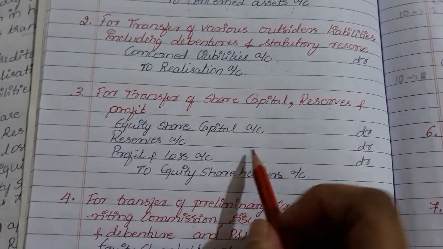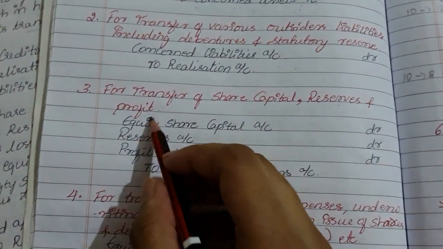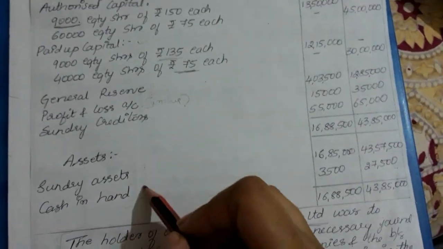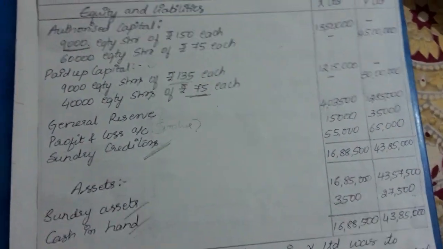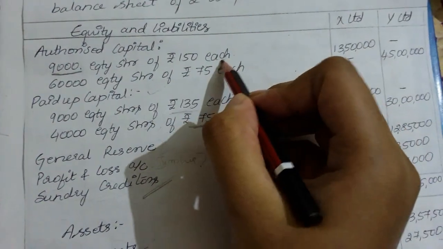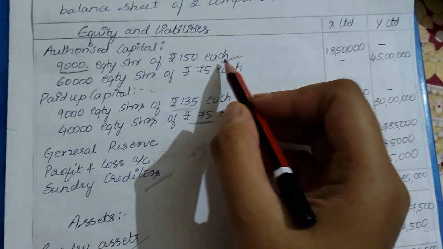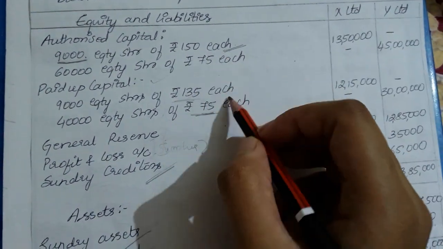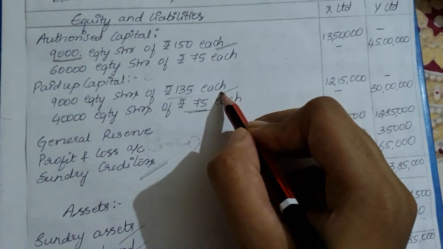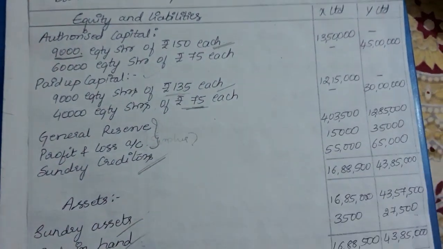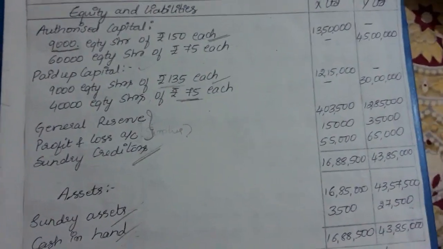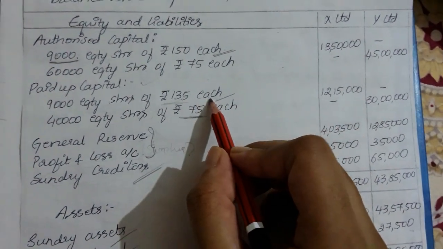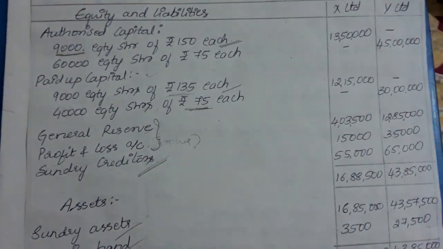Next, what is the third entry? We need to transfer the share capital, reserves and profit. According to this balance sheet, assets have been transferred, and sundry creditors, the outsider liabilities, have been transferred. Next we go with equity shares, not preferential shares. Here we take the paid up equity shares, not the authorized, along with reserves and surplus. Reserves and surplus also belong to the equity shareholders only. So we do not take preference shares; only equity shares and reserves and surplus need to be transferred.